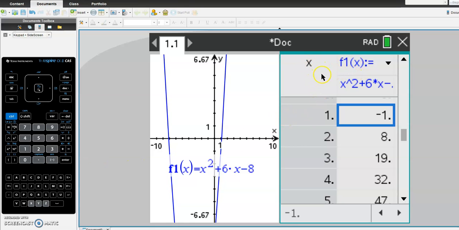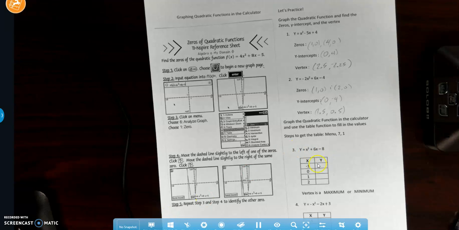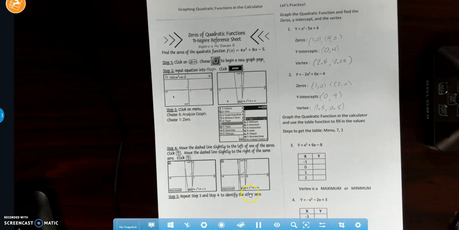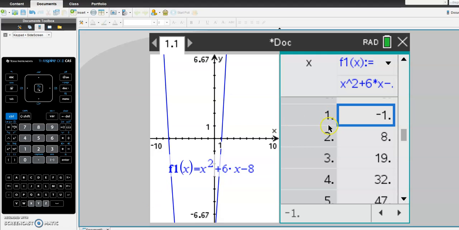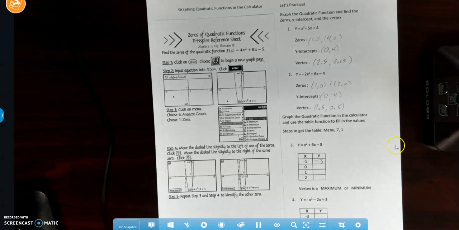All right, so we're filling in our table, right? So if we want negative 1, okay, we want negative 1 for our table. That's our x value. We need to scroll up because I don't see negative 1. We start right here at 1. So we scroll up to negative 1, and my point is negative 1, negative 13. So fill that in for your table.